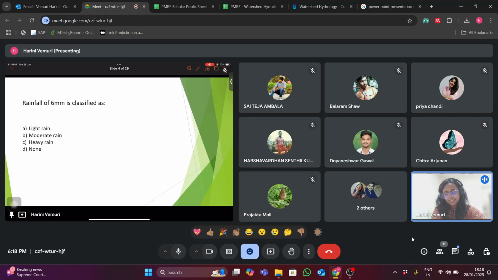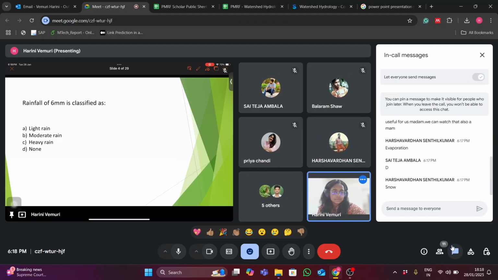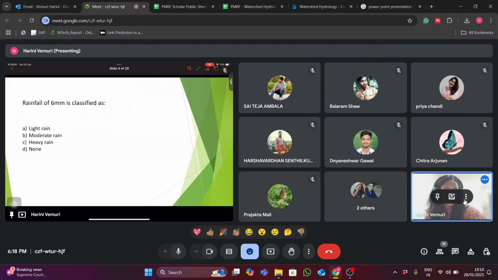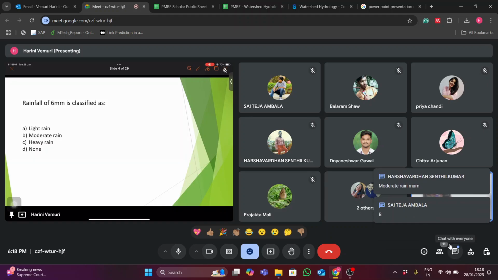So rainfall of 6 mm is classified as light rain, moderate rain, heavy rain. Option D is none. Any answers? Yeah, the answer is moderate rain.